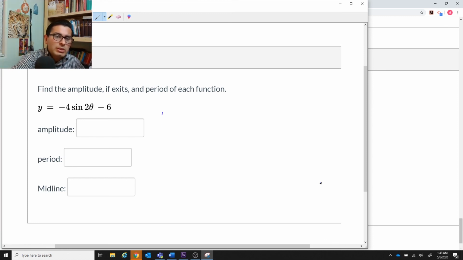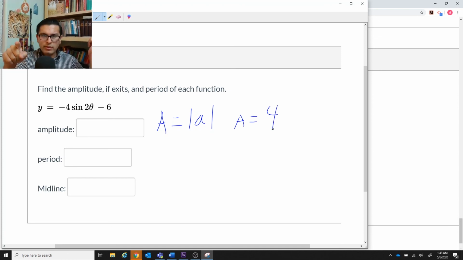Now, amplitude is probably the easiest thing to find because that's just going to be our absolute value of A. Now, in this case, our amplitude is going to equal 4, not negative 4, because we're trying to find the absolute value of it. So negative 4, if you take the absolute value, turns out to be positive 4. So our amplitude is going to be 4.